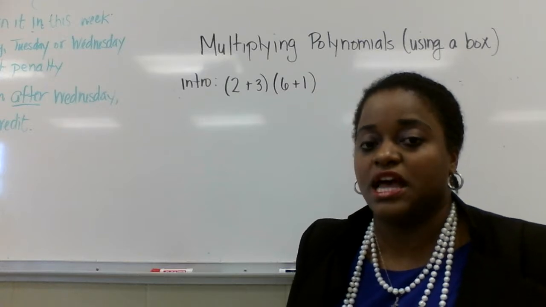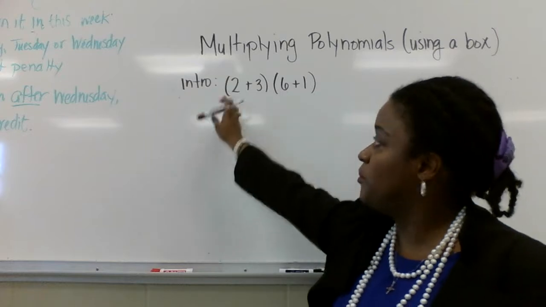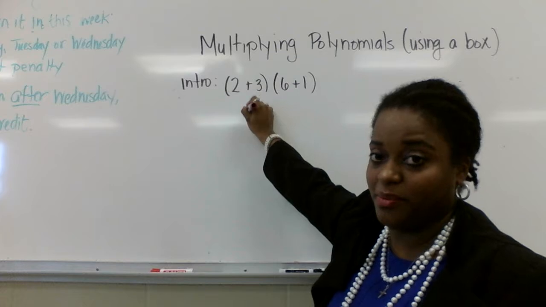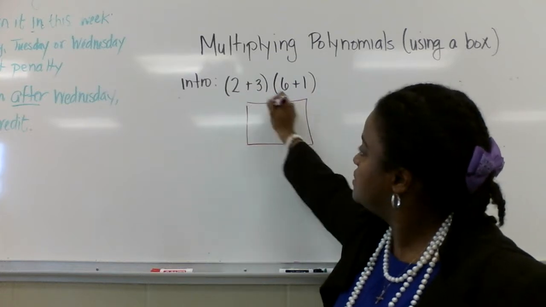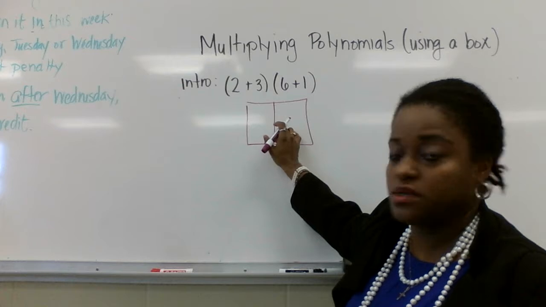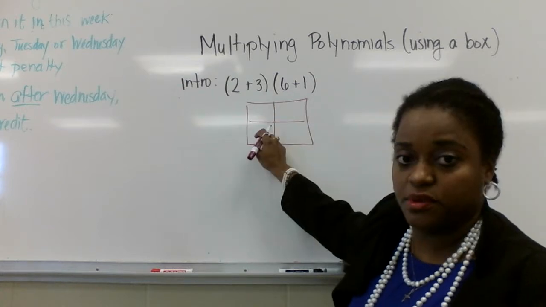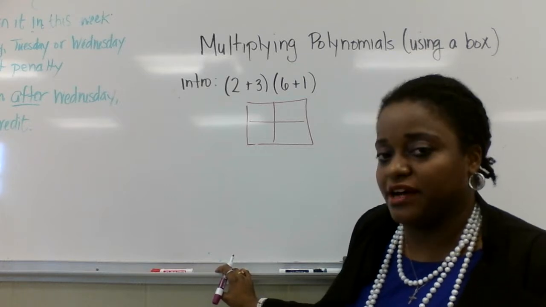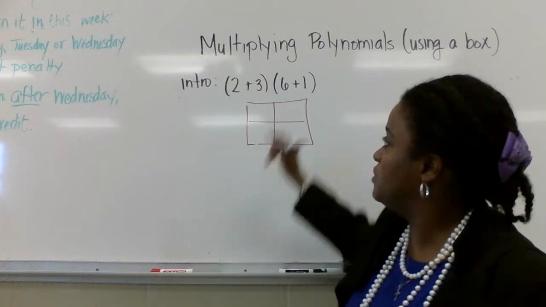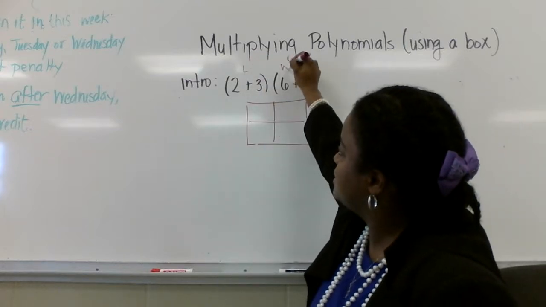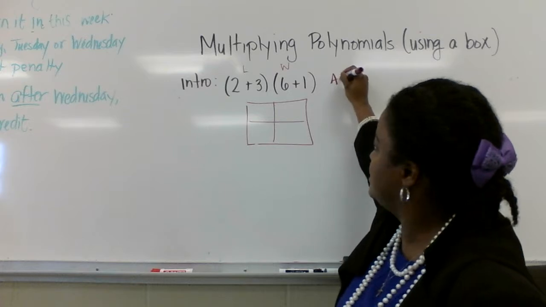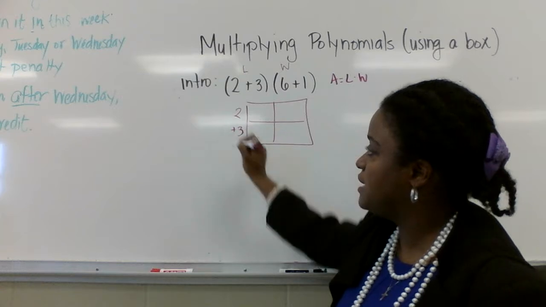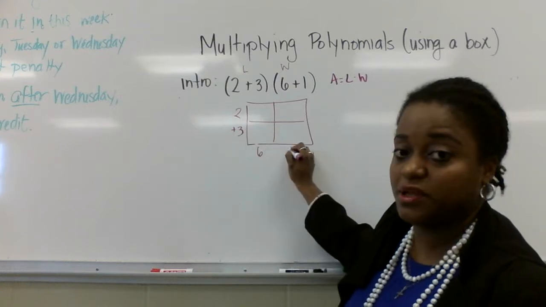So the first step is, how many terms do I have inside here? 1, 2, 1, 2. So I want to make a 2 by 2 rectangle or box. There's my 2 and my other 2. Okay, now when we're doing this, this is basically area. We're going to multiply length times width. So this is our length, this is our width, and we're trying to find our area. Area equals length times width. Remember that? So length, 2 plus 3, and width, 6 plus 1.